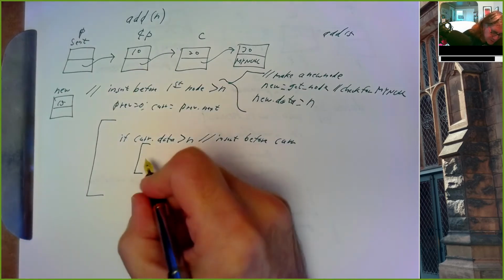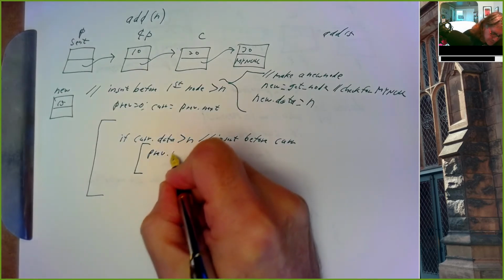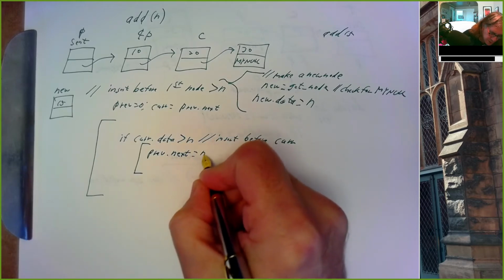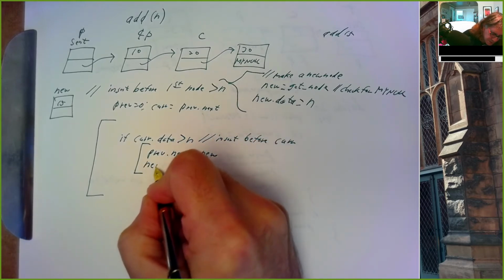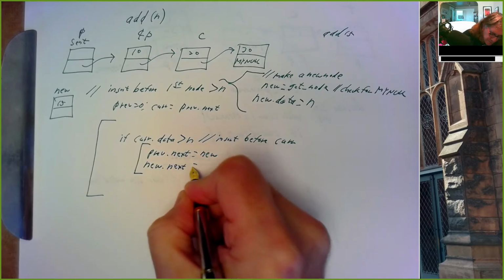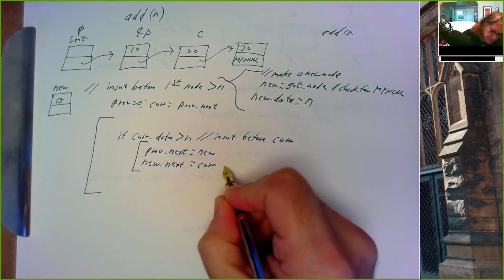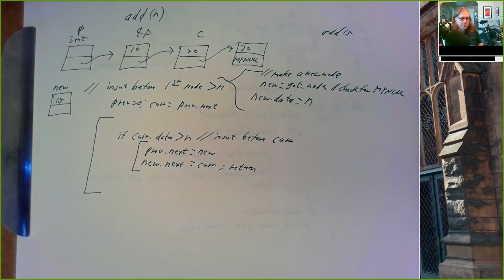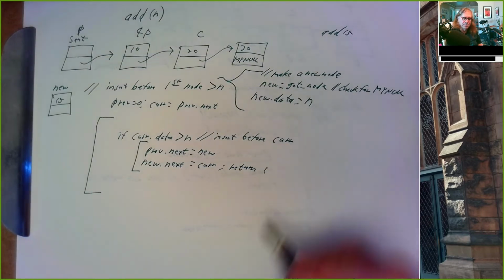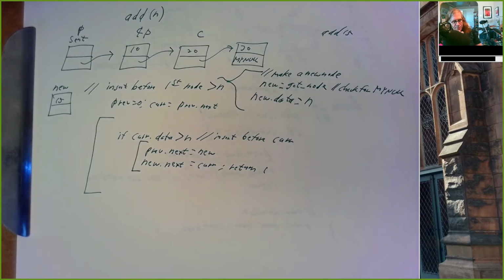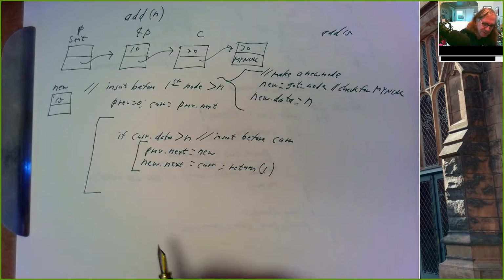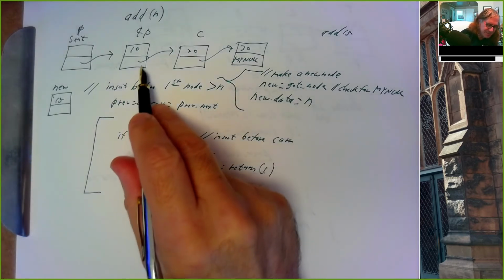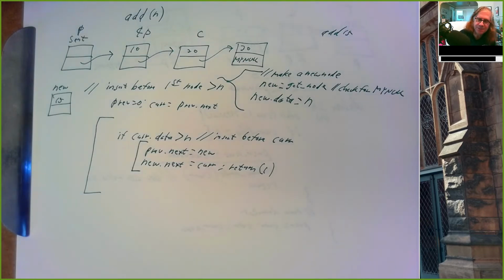So change the previous node to point to the new, and change the new node's next to point to the current. And then just return your success value. All right, so that's the action part of the loop. When we decide we're inserting right before current, basically have the previous point to new, have new point to current. That sandwiches it in between those two nodes.